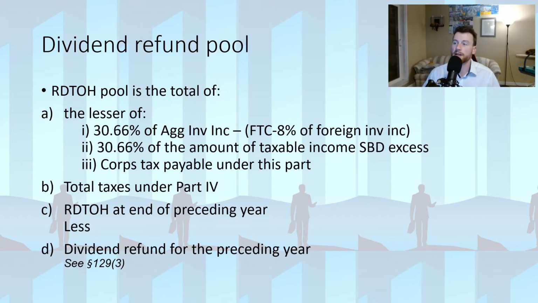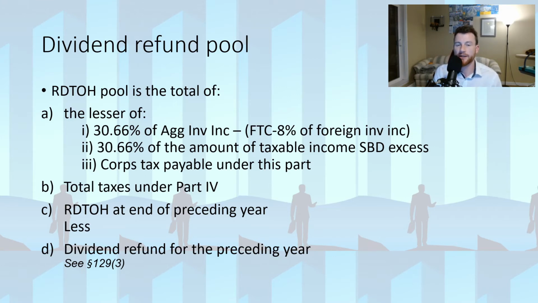The dividend refund pool, or the RDTOH pool, is a total of 4 components. First things first, we have to figure out the lesser of the 3 amounts, being the tax payable on aggregate investment income, excess of taxable income over SBD, or corporate tax payable.